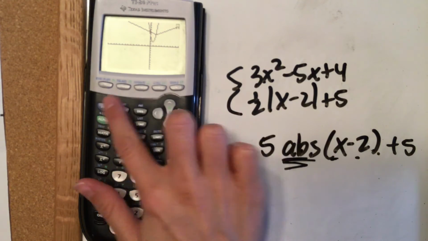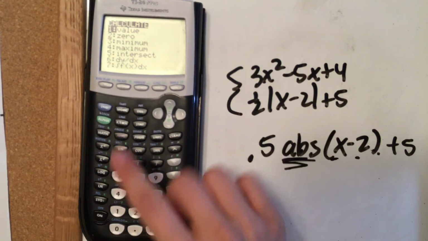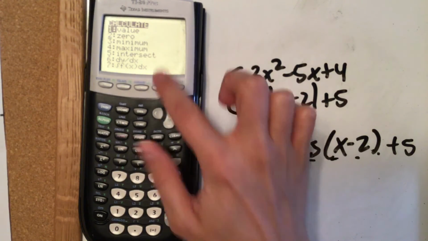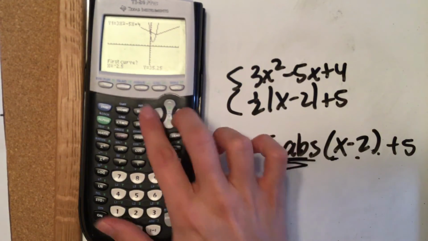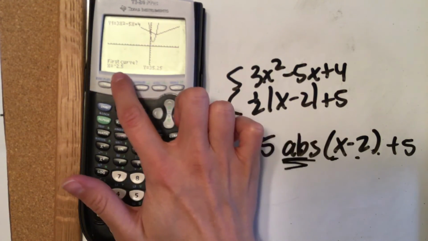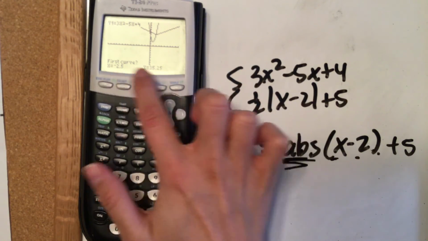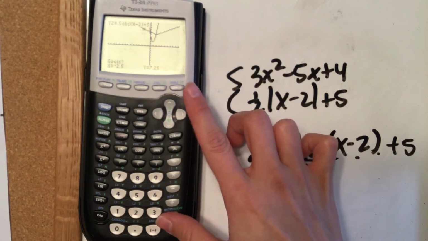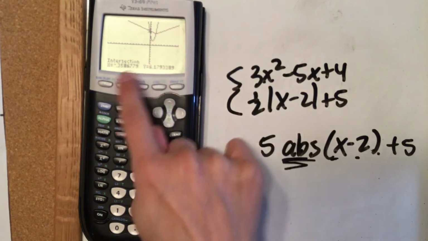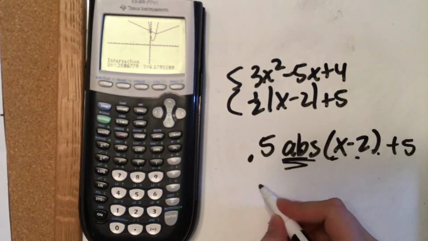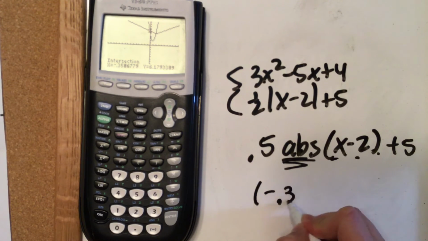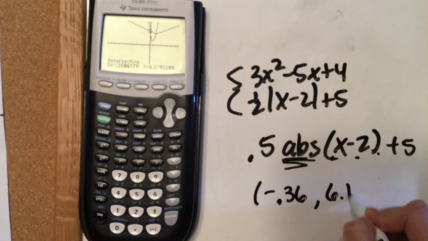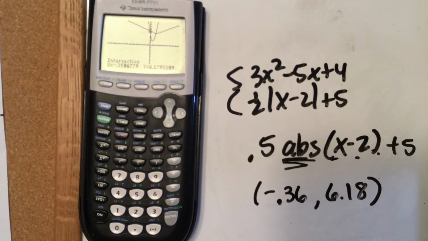Again, we have 2 intersections, so I need to calculate both of them. So I do second calc. We want number 5 for intersect. Notice I can't see my cursor, so it's at negative 2.535. So if you can't see your cursor, you look down here and you see it. So I'm just going to hit enter, enter, enter, because I knew I was over here, and it finds the intersection for me. So we're at negative 0.36, comma 6.18 would be my first intersection.